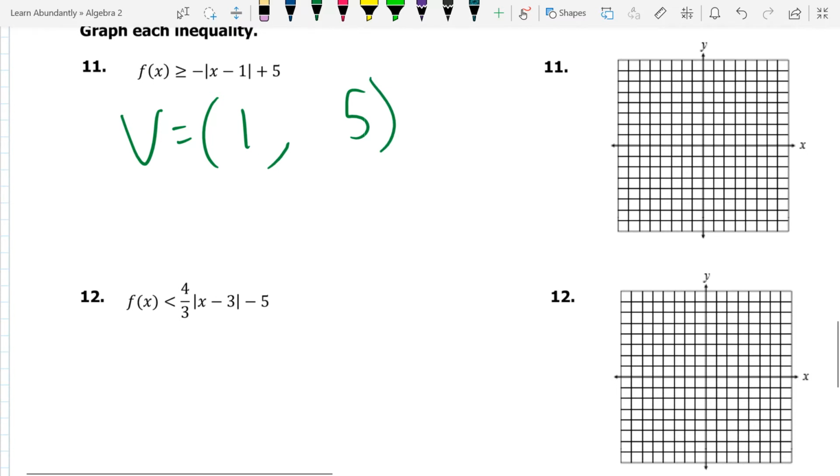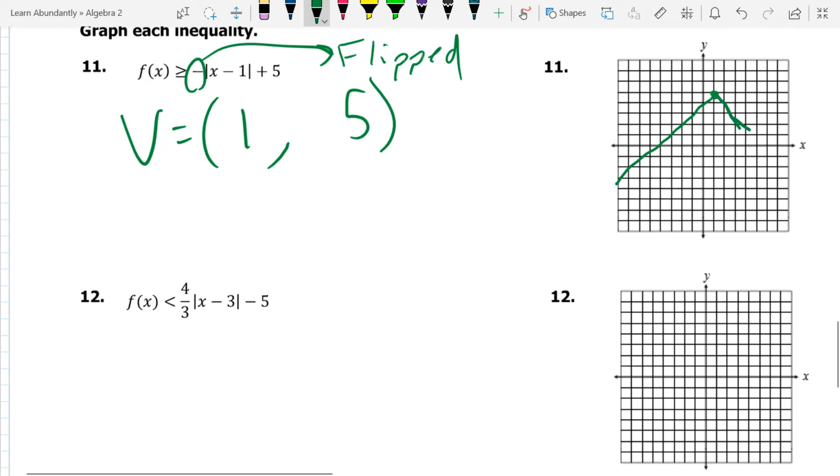Don't switch the sign of the one outside, just the one inside. And then I also want you to notice that it is flipped. So that means I'm going to go to 1, 5, 1, 2, 3, 4, 5. Put my vertex, and then it's going to be downward.